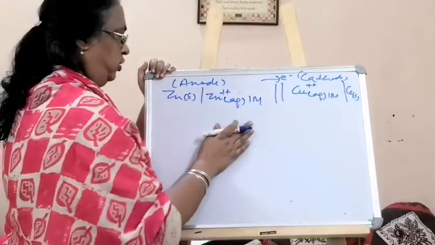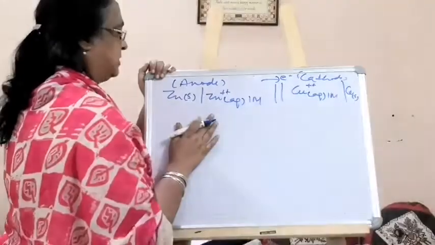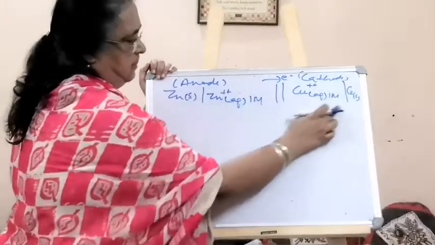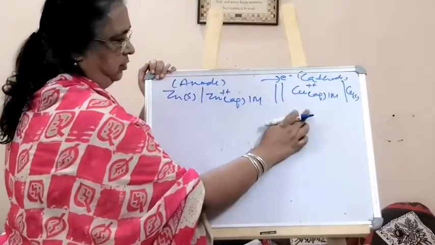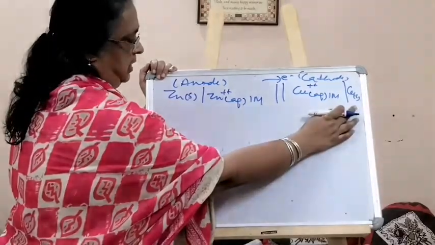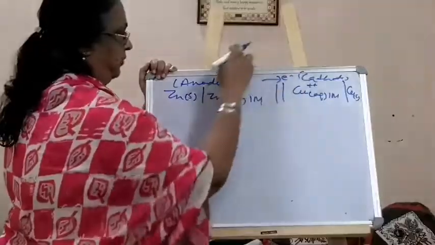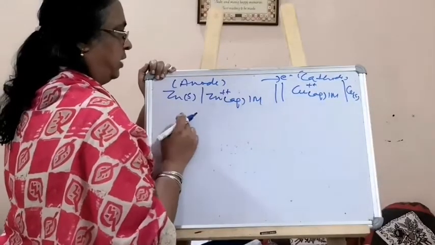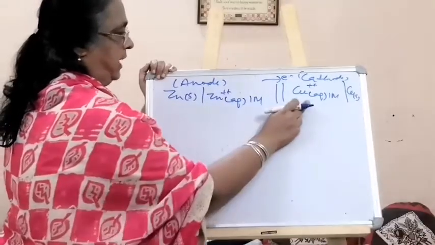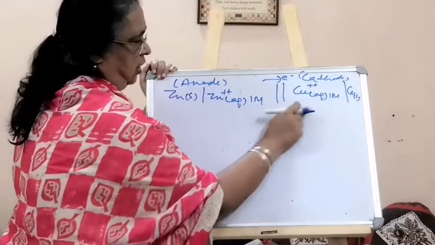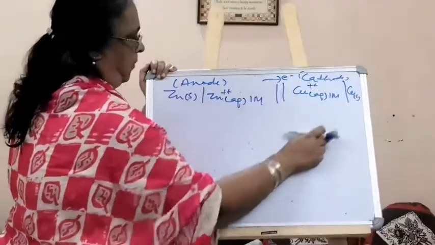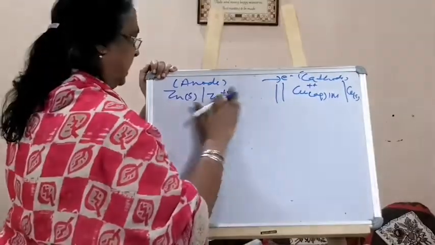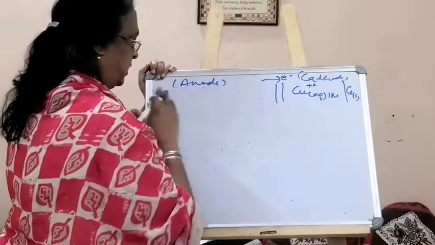But if you want to know, as you saw in the previous case, when you replace this by SHE, the standard hydrogen electrode, this side electrode potential became 0. So whatever reading you got, that was of this half cell. The same thing you can do for knowing the electrode potential of this copper half cell. In that case, on this side you will have to put SHE.